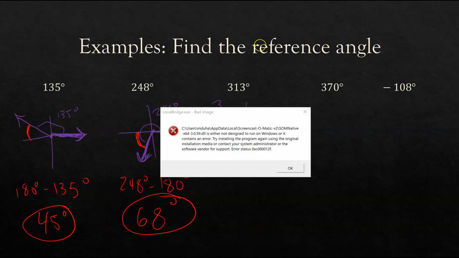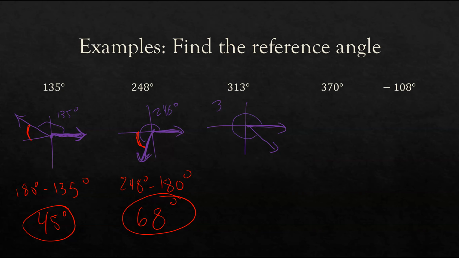So 300 and, what is this? Go away. I'm in the middle of something. I'm busy.